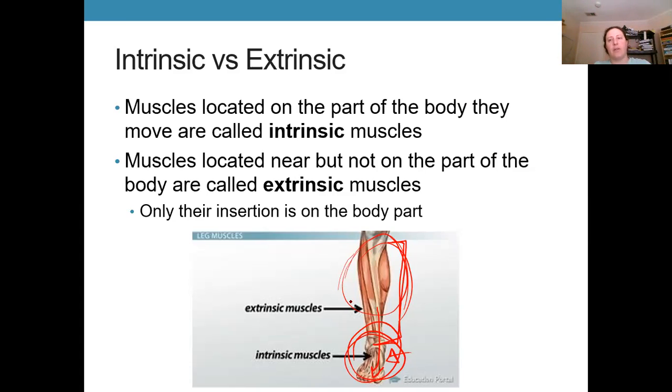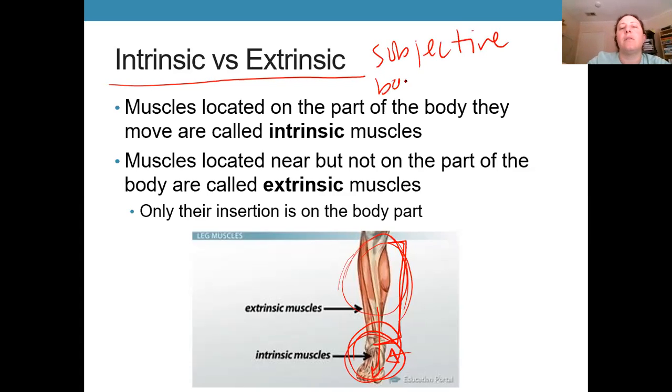However, if I wanted to talk about all the muscles that move my whole arm, I can talk about every single muscle on my arm as intrinsic to my arm, and then muscles that are attached up here on my chest and my back are my extrinsic arm muscles, because they can move my arm, but they are not located on my arm. So this is, as I said, subjective based on the body part you're talking about. But when you're looking at muscles that control things, you'll see them categorized in this way because they're different locations.